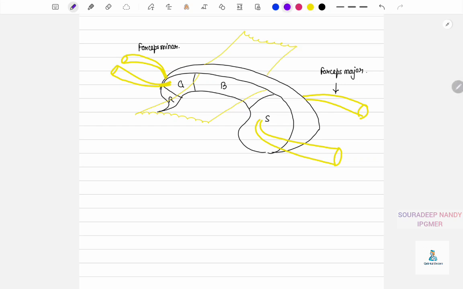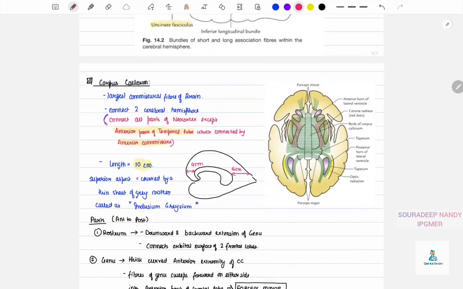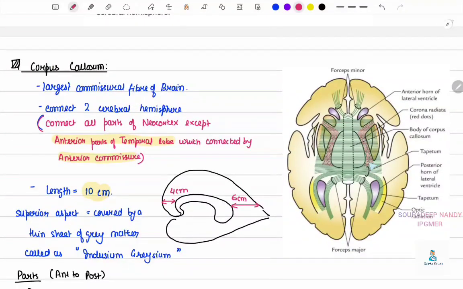Another special kind of white fiber is formed by fibers of the body and splenium, which is not intersected by the corona radiata. Let us see a drawing. Here you can see the red dots represent the fibers of the corona radiata, which are oriented in a craniocaudal direction, and the fibers of the corpus callosum are oriented in a horizontal direction. The fibers which remain unintersected by the fibers of the corona radiata form the tapetum.